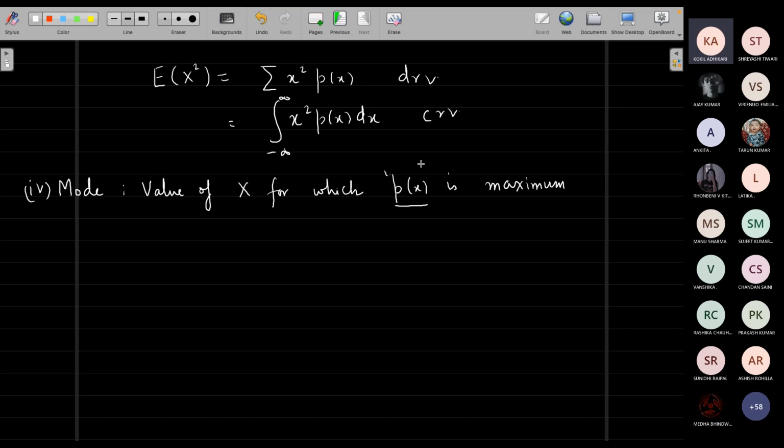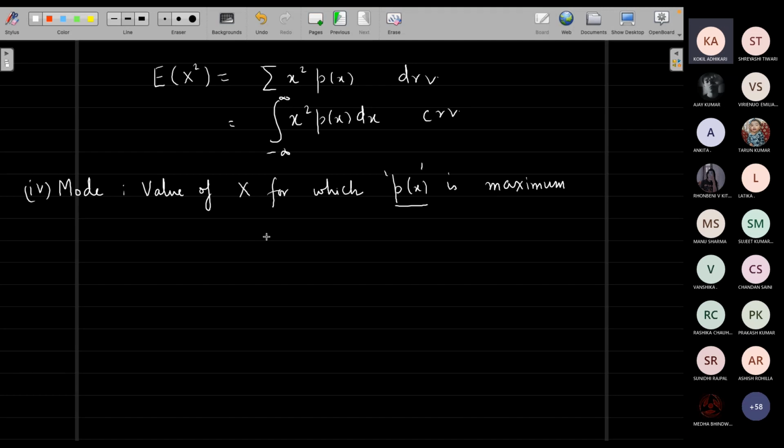So when you are saying outcome, remember, we define our probability as the number of occurrences of a certain event divided by the total number of occurrences. So the value for which the probability P(x) is maximum will give us the mode. This is the maximum frequency with which a particular number is repeated.